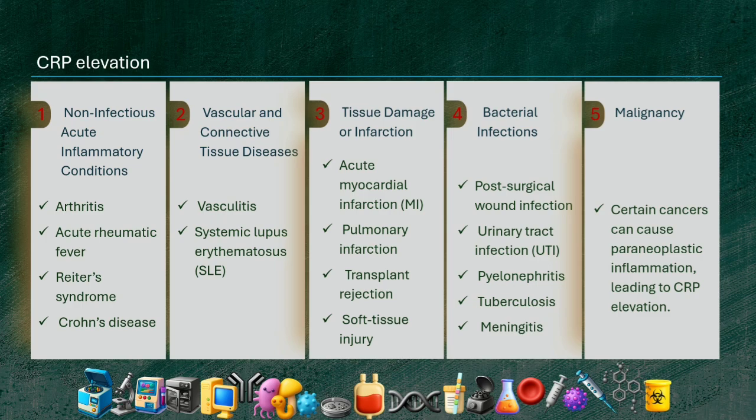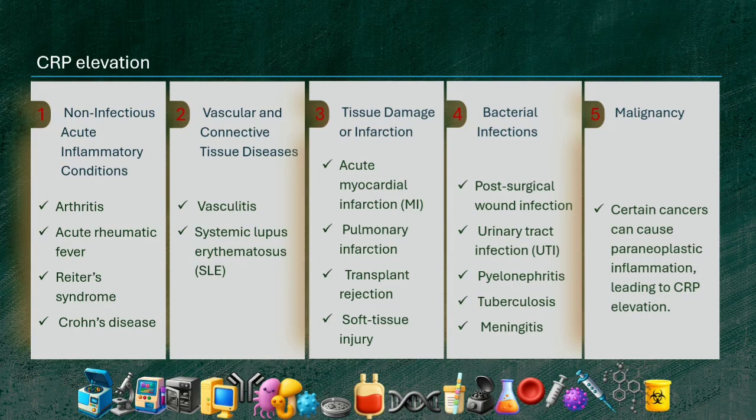3. Tissue damage or infarction. CRP rises in response to necrosis and cellular injury, even without infection. Acute myocardial infarction, MI. CRP peaks within 48 hours post-infarct. Higher levels may predict worse outcomes. Pulmonary infarction, often secondary to embolism. CRP supports diagnosis when imaging is inconclusive.